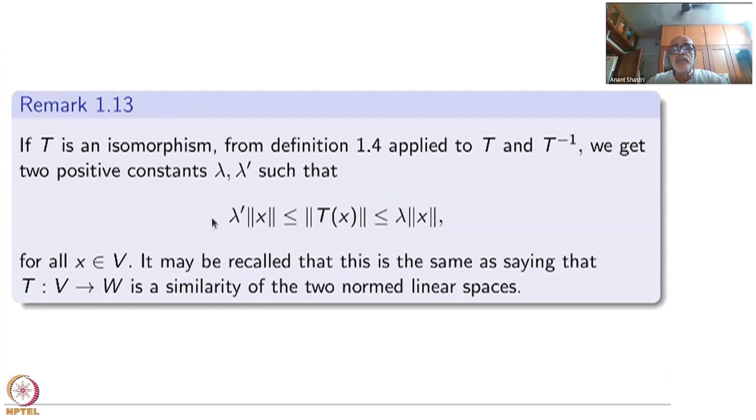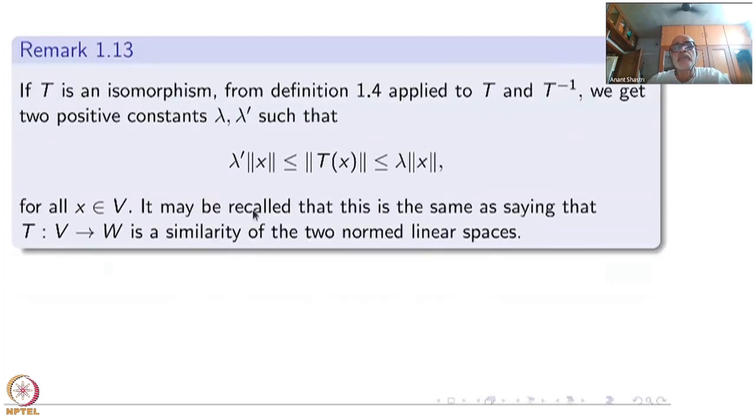Remember, this was the definition that two linear transformations are similar. Okay, so this is what we had. So T itself is a similarity here, because it's similar to the identity map. It is not the identity map, but it is similar to the identity map. So T from V to W is called a similarity of two normed linear spaces if such a thing happens. We have studied similarities in part one.